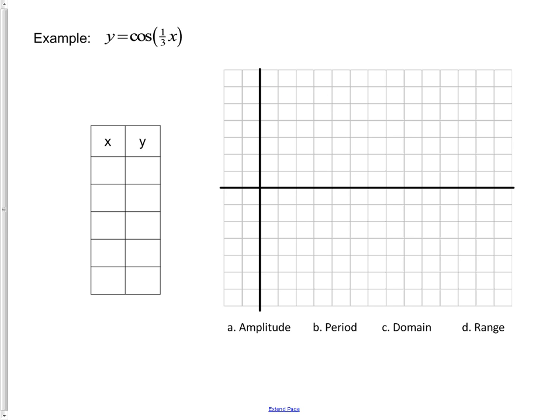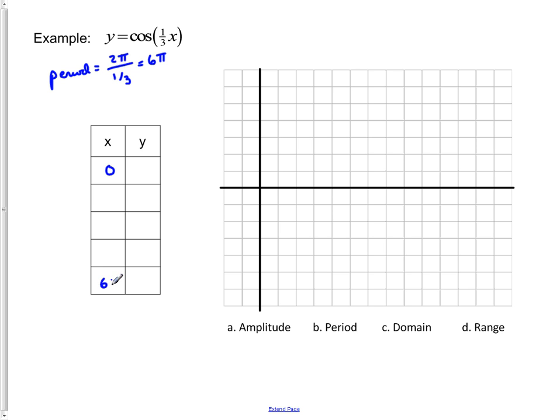Let's try it again. This time we're going to use cosine of 1/3 x. In order to find our changes right here, we notice that we're multiplying x by a constant first, so we're going to get a new period. And I'll just walk through how this all works. The new period is found by taking 2 pi, or what would normally be our period for cosine, and dividing it by 1/3. Well, 2 pi divided by 1/3 is equal to 3 over 1 times 2 pi. That's 6 pi. So our period is 6 pi, which means we're going to start at 0.